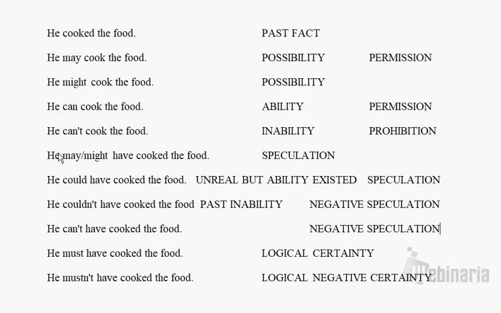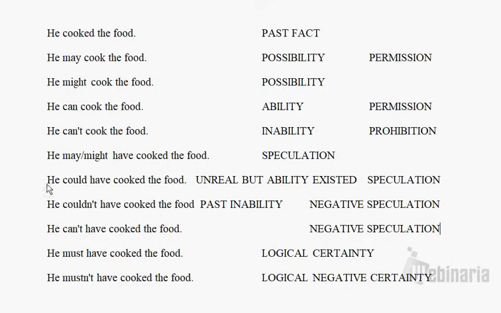Then, let's look at this next one. He may have cooked the food. He might have cooked the food. Both are more or less the same. This is speculation about what he did in the past. I'm not certain if he cooked the food or not, but one of the possibilities in the past was that he cooked it. There are other possibilities, and I'm speculating, I'm guessing what happened in the past. So I don't know what happened, but it's one of my guesses.